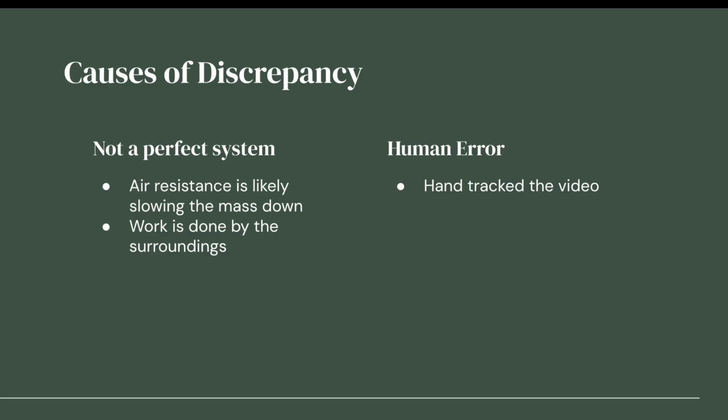This discrepancy can be attributed to multiple things. First, this was not a perfect system. This means that air resistance likely slowed the mass down. There was also work done by the surroundings that isn't accounted for in the GlowScript model. There also could have been human error when tracking the video, as the position points may not have always been perfectly placed.